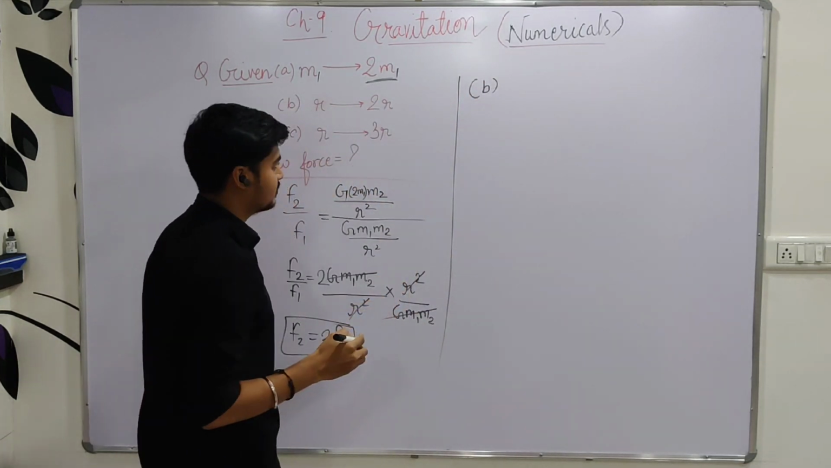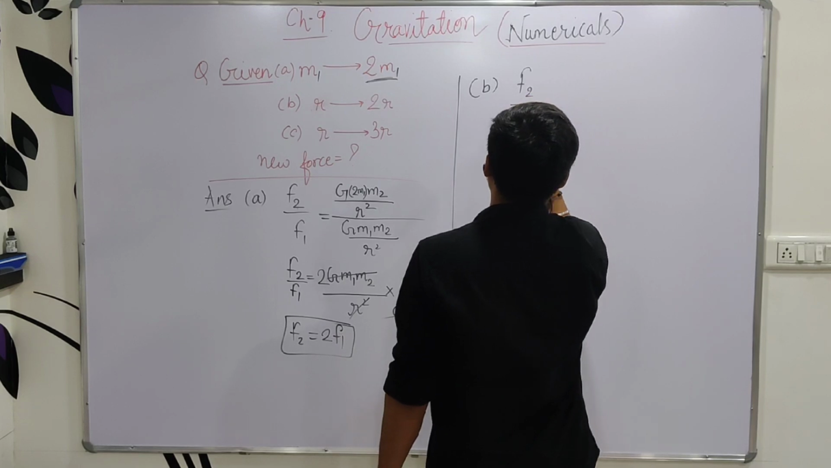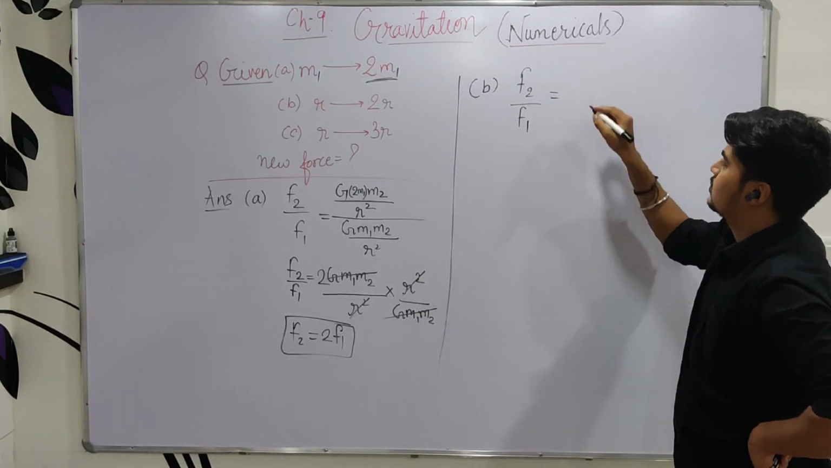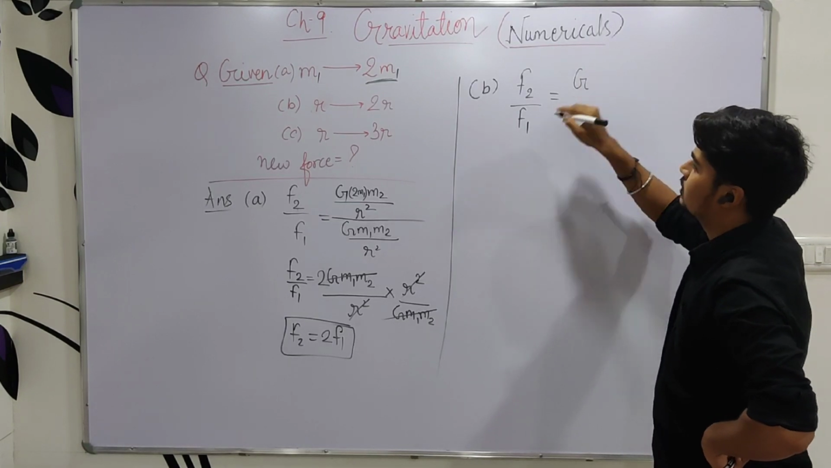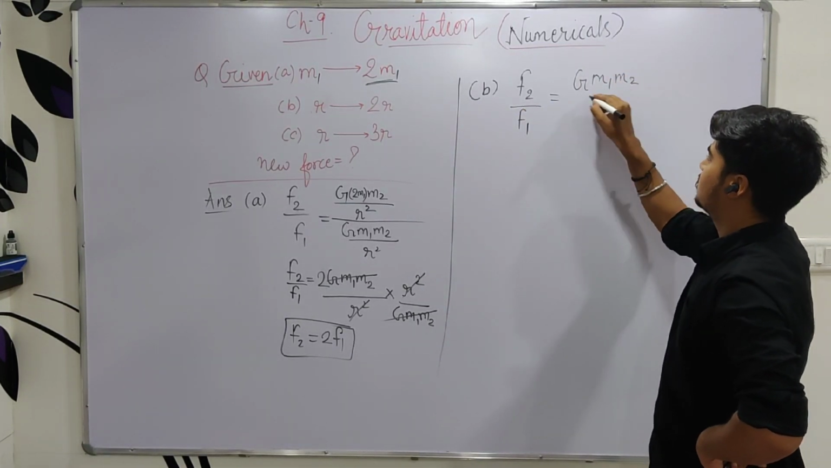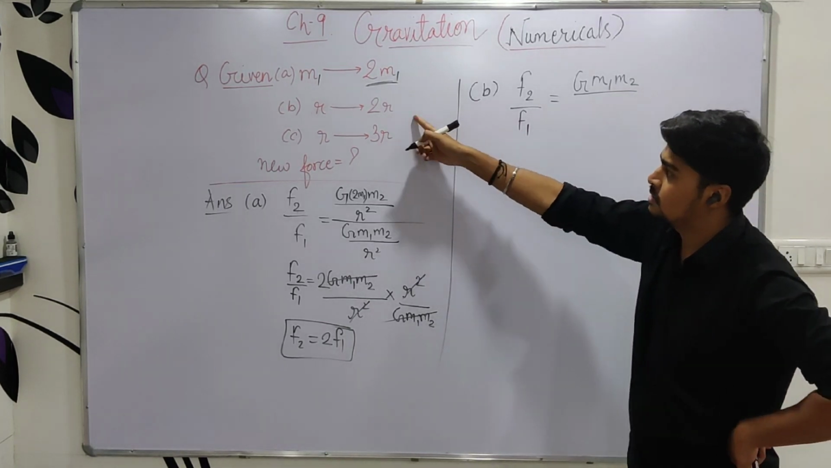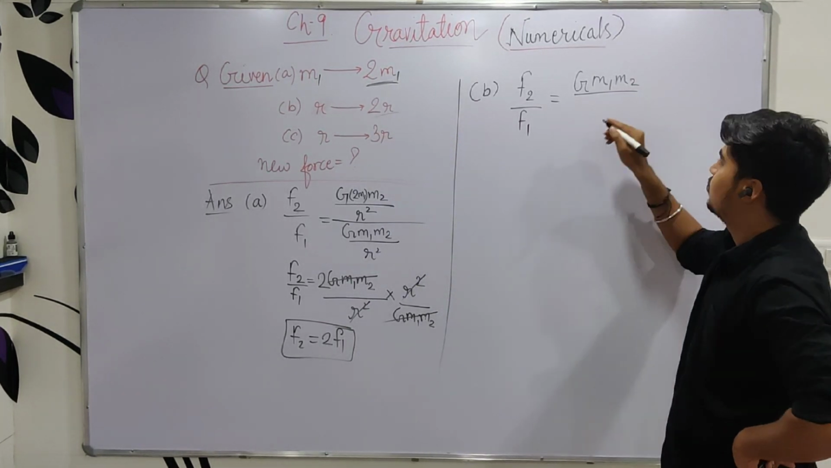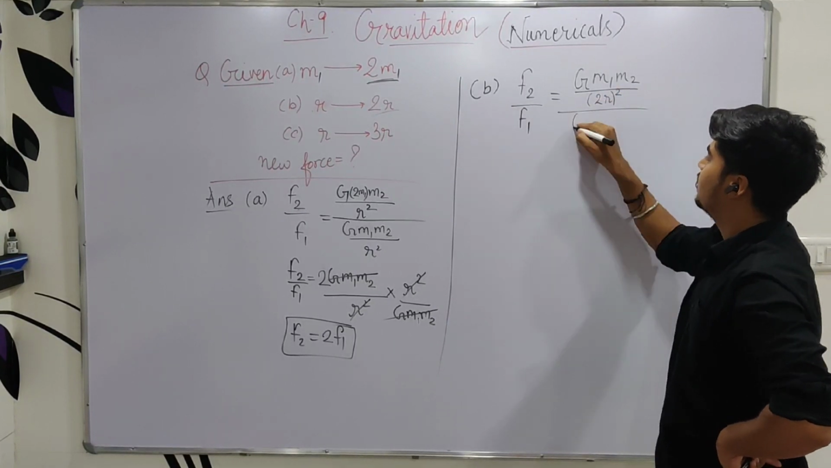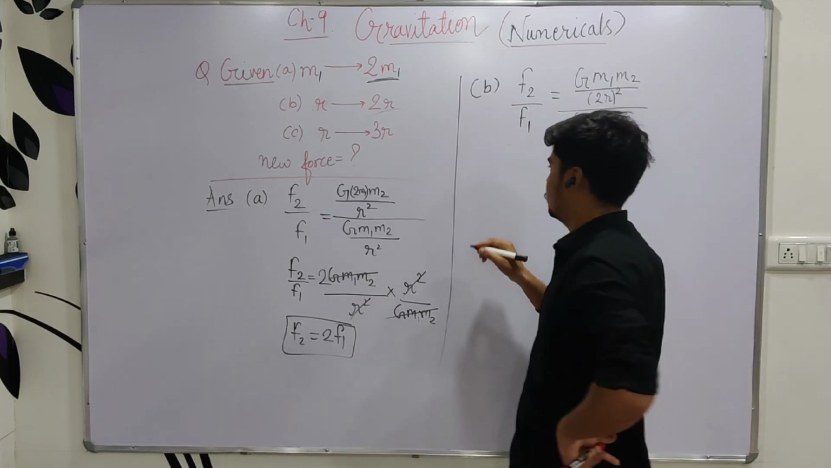Take a second case. Again we will take F2 by F1. We are taking the new force as F2. So G, in this case the mass is not changing, G m1 m2 as it is, but the distance of the new force is 2r. So I have to write 2r whole square whole divided by G m1 m2 upon r square.